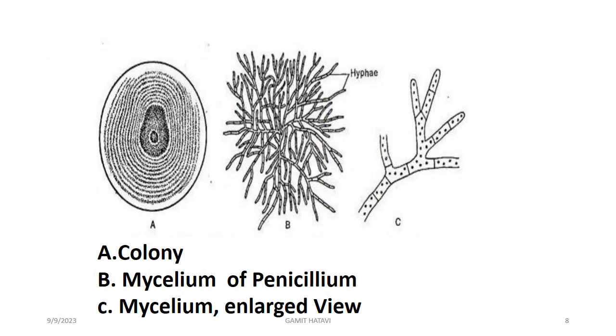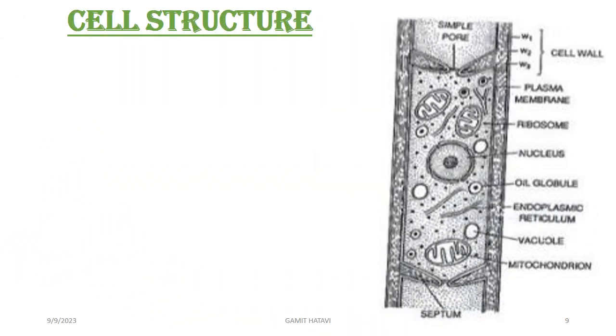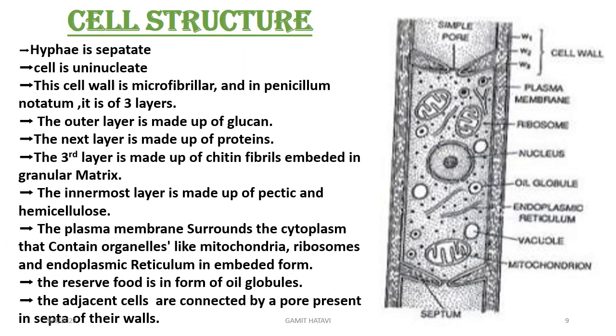In this structure, you can see the colony, the mycelium of Penicillium, and an enlarged view. Cell structure: the hyphae are septate and the cells are uninucleate. The cell wall is microfibrillar, and in Penicillium notatum it is of three layers.